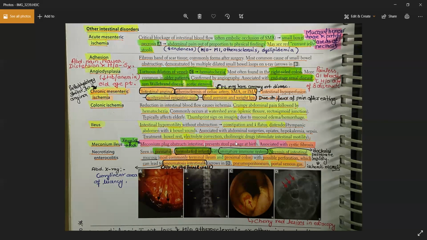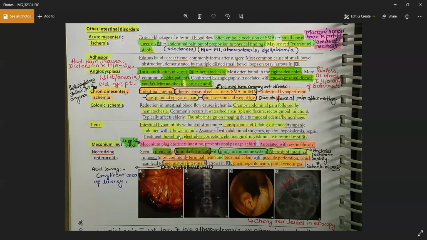It could be associated with the abdominal surgeries because you give some neuromuscular blockade agents, or some spinal anesthesias could be given, right? So they can cause the post-operative paralytic ileus. So it could be seen after the surgery, right? It could be seen after the opiates, right? It could be seen after the hypokalemia, after the sepsis because of loss of blood supply. The hypomobility would be there, right?